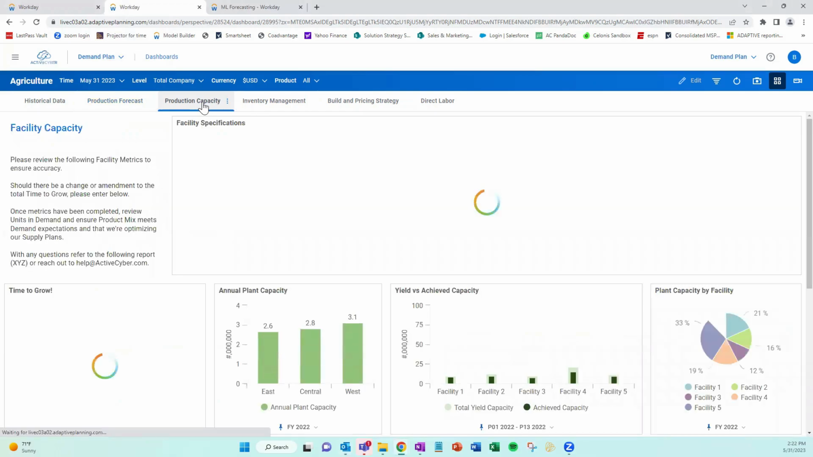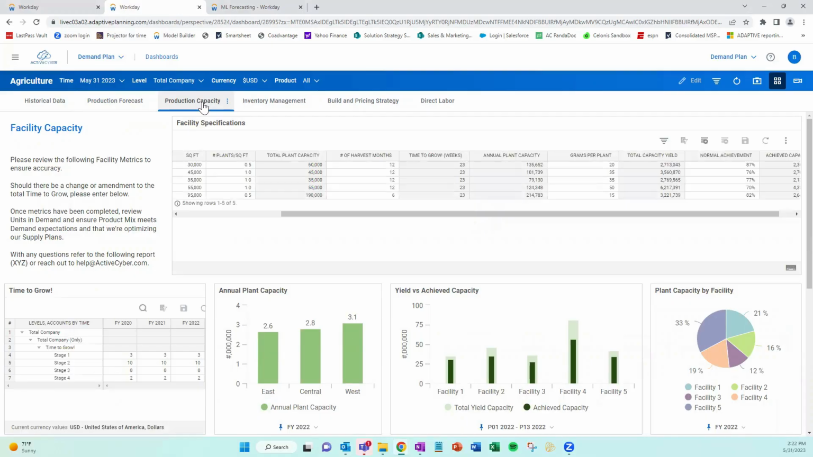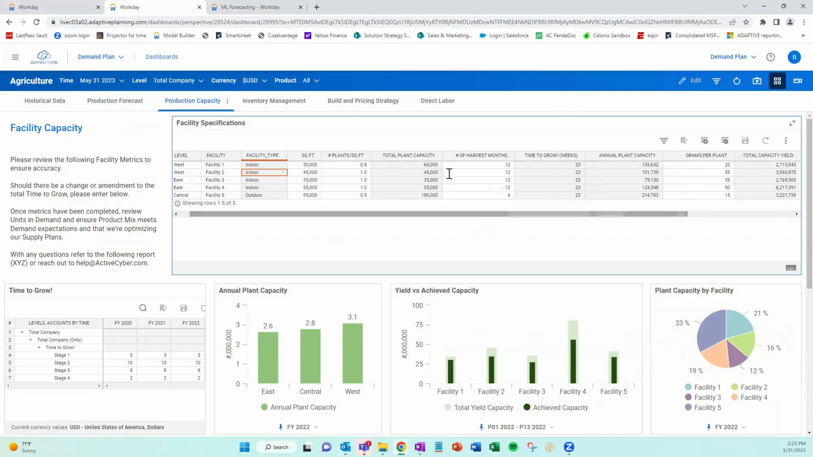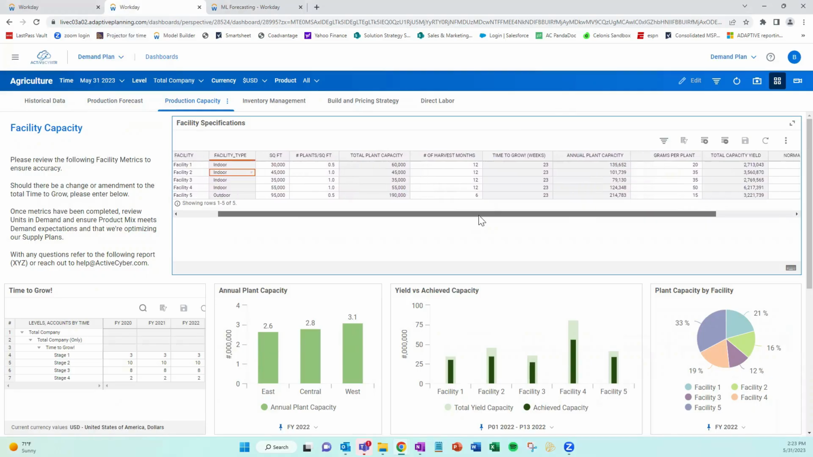Our next tab here is centered around capacity for our various locations. We see our facility specifications model up in the top right here, where we're able to break down: is this facility located in our west, east, or central farm? Is it an indoor or an outdoor growing facility? And then we have a lot of other metrics that help calculate total capacity for our plants.